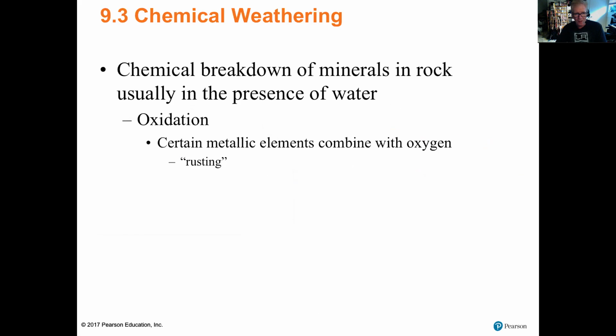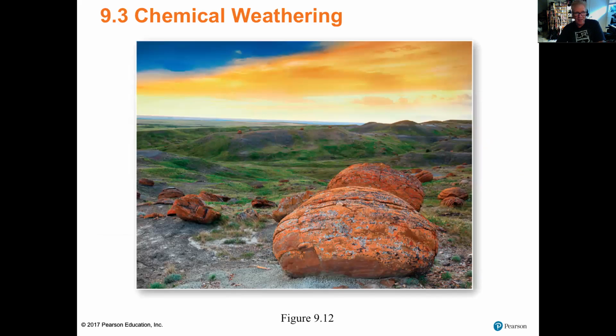Oxidation is another common form of chemical weathering where certain metallics combine with oxygen, and rust is a very good example of that. So you can see if there's iron in this, it combines with the moisture and we get the rust, and the rust eventually will erode the rock further and will dissolve into soils, for example.